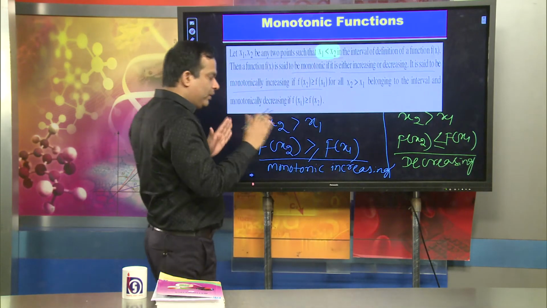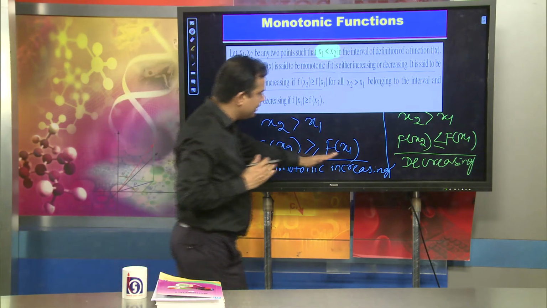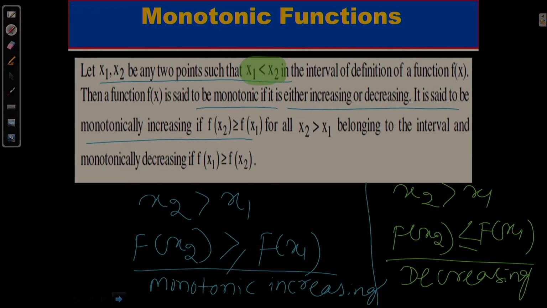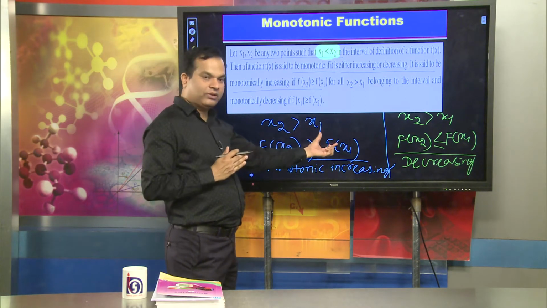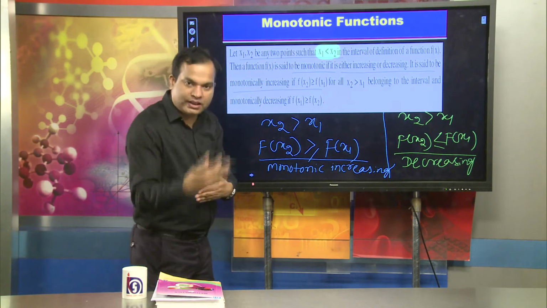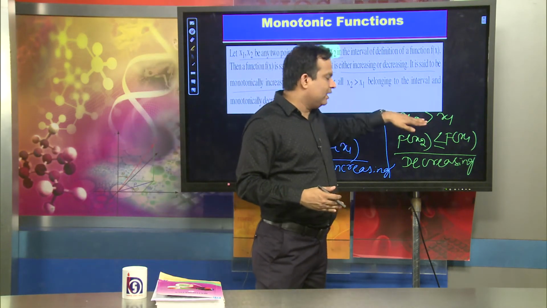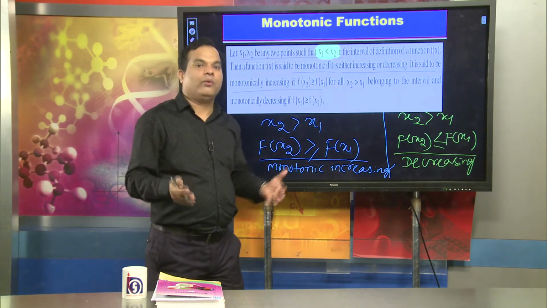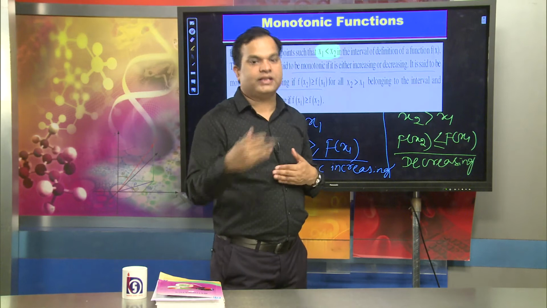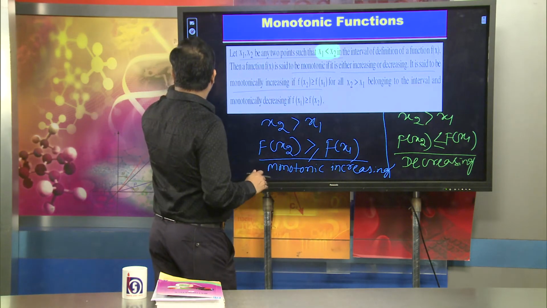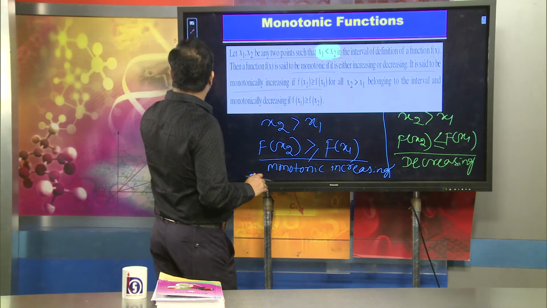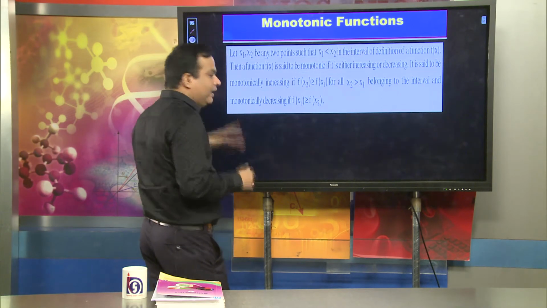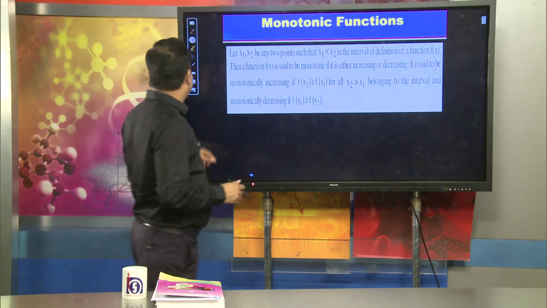Here, to differentiate monotonic increasing and monotonic decreasing: x2 is greater than x1 in both cases, but if f of x2 is greater than f of x1, we can say increasing. If f of x2 is less than f of x1, then we can say the function is decreasing in nature, or monotonically decreasing. This is the definition, and it will be better understood when we see whether the function is really increasing or decreasing.